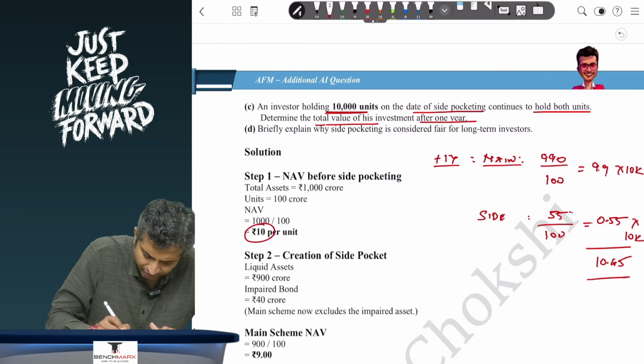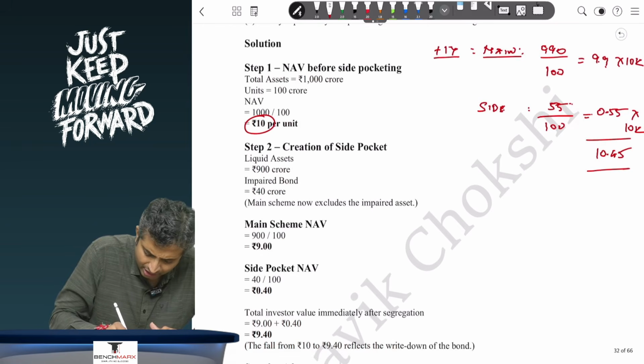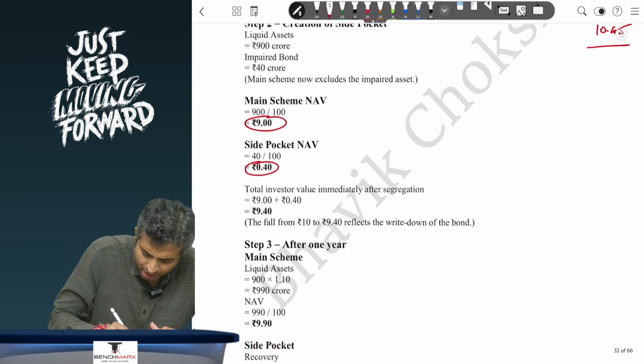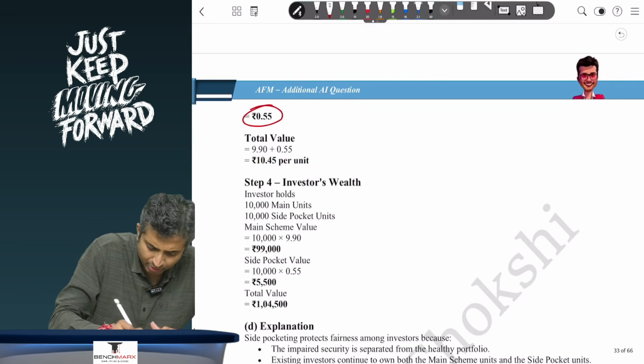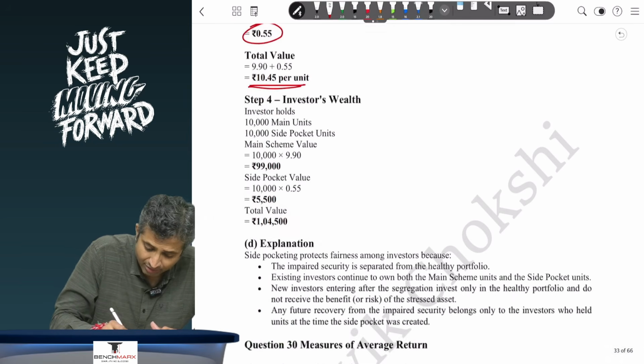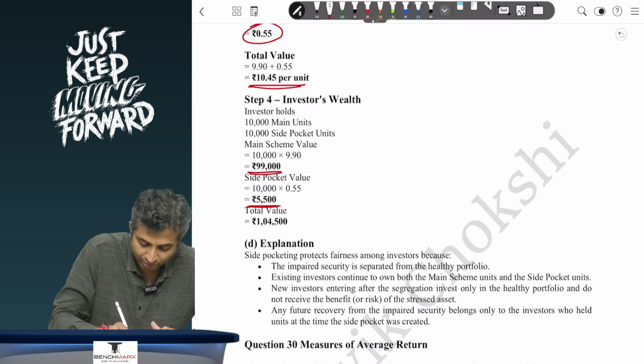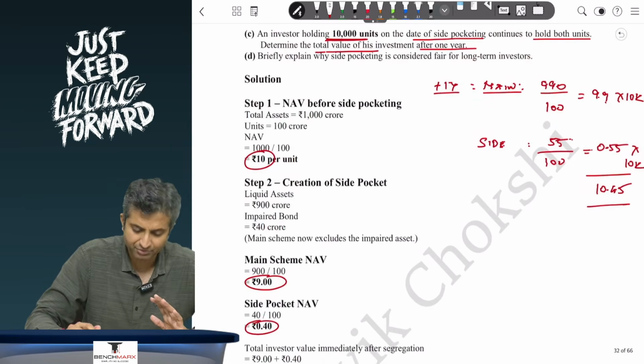So initially it was 10. On side pocketing, this will become 9.4. So total wealth is 9.4. After 1 year, this is 9.9 and on the side pocket it is 0.55. So total is 10.45. And the investor's wealth under the main scheme is 99,000. Under the side pocket is 5,500. And hence 1,04,500 will be your total wealth.